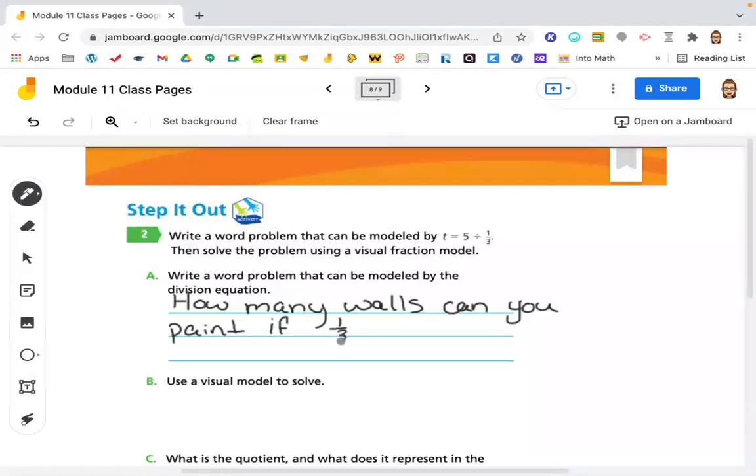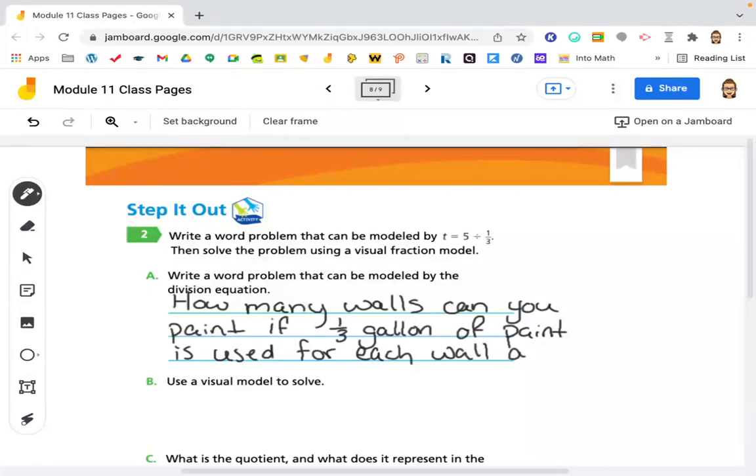if 1/3 gallon of paint is used for each wall and you have 5 gallons of paint.